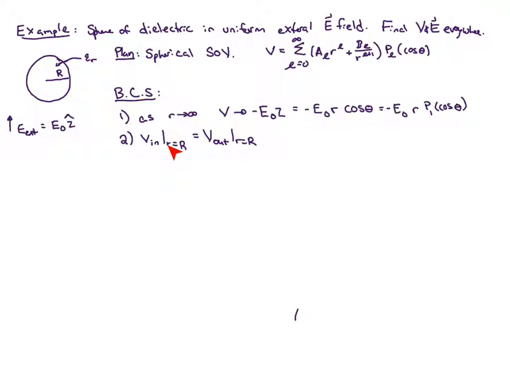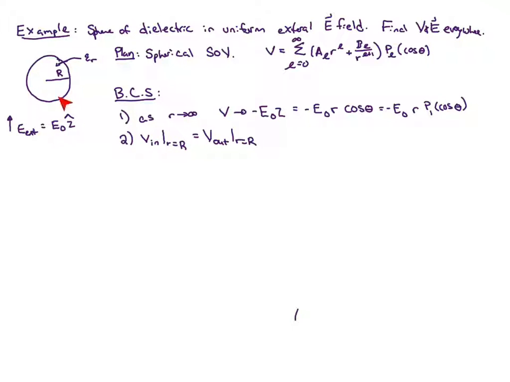Our next boundary condition is just that V is continuous at this boundary here. And this is something that we know is true for V. V is always continuous. So I've just written it in terms of the inside V and the outside V. So what we'll need to find is a separate expression for the potential in here and the potential out here, which is typical for a spherical separation of variables.